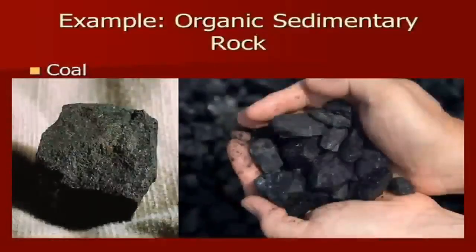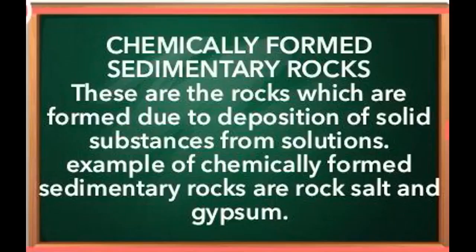So for example, in this picture here you can see coal. Coal is a sedimentary rock which is formed due to deposition of plant remains. The plant remains that lived a long time ago, after so many years become compacted, and the remains form this type of rock. So chemically formed sedimentary rocks are rocks which are formed due to deposition of solid substances from the solution form. For example, we have rock salt and gypsum.